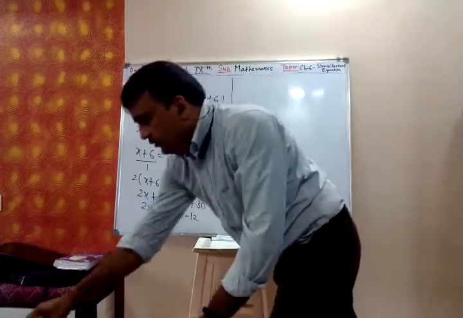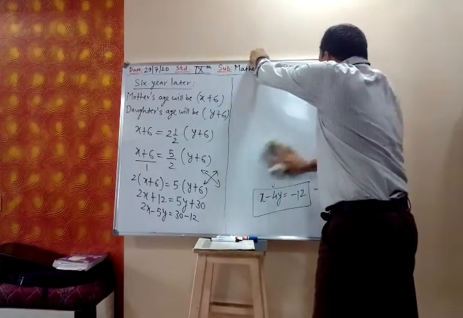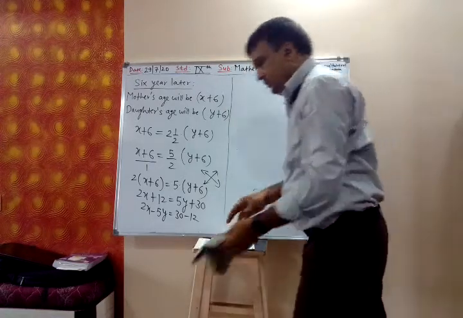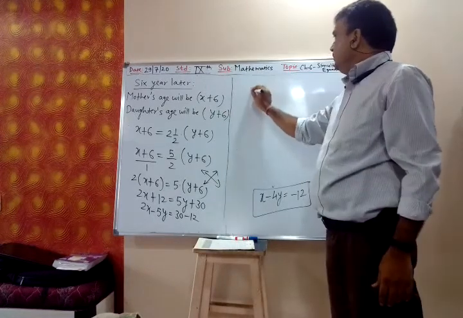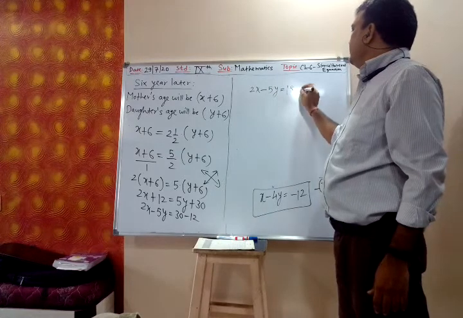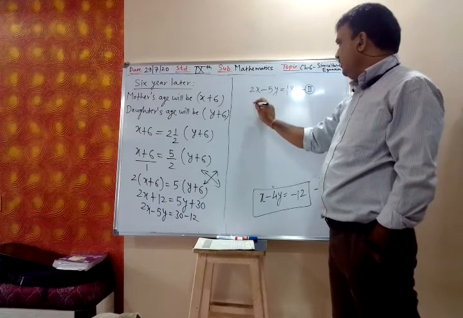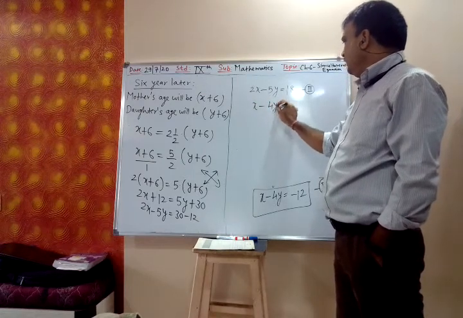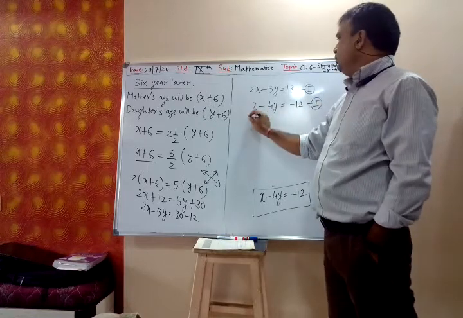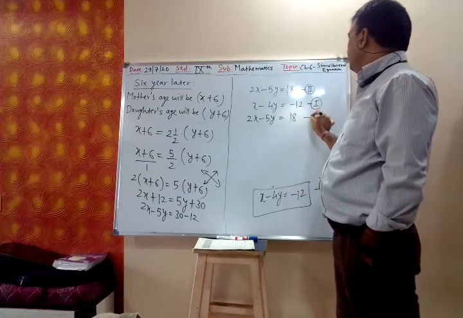Yes. Now solve equation 1 and 2. So 2x minus 5y is equal to 18 is my equation number 2. Now solve 1 and 2. x minus 4y is equal to minus 12, equation number 1. Then 2x minus 5y is equal to 18, equation number 2.